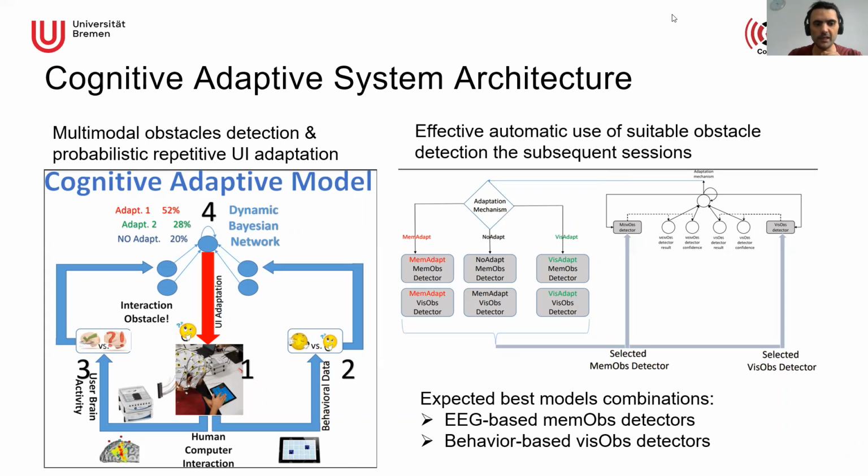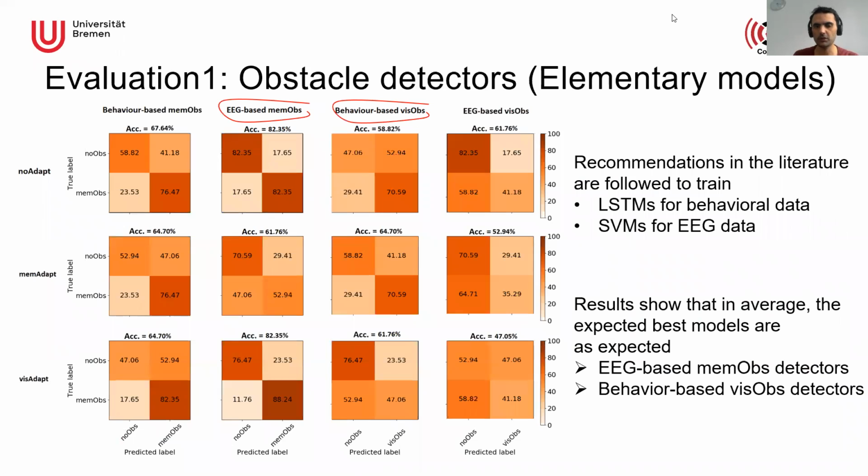Number three, the recorded brain activity data and the obstacle detector based on brain activity data. So the behavior obstacle detector and brain activity based obstacle detector in 2 and 3 are integrated under the dynamic Bayesian network, which is depicted in number 4, to decide the suitable user interface adaptation in consecutive sessions. We expect that the EEG data, the brain activity data, will be good for detecting memory obstacles, and the behavioral data will be good for detecting visual obstacles.